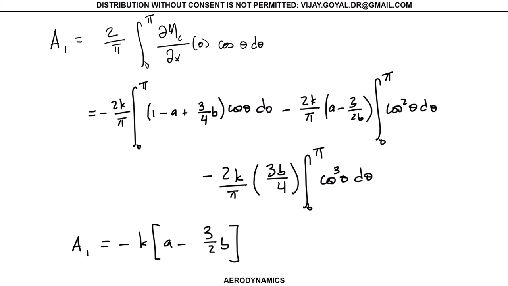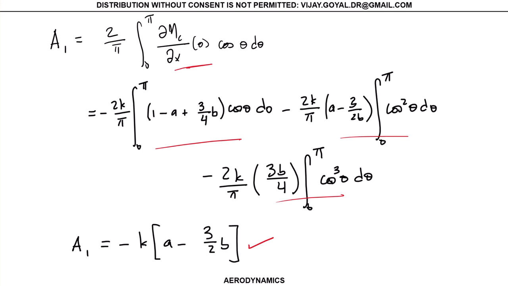Similarly, a1 is going to equal 2 over pi, the integral from 0 to pi of the partial of eta c with respect to x, times cosine of n theta, where instead of n you put 1, and you replace, and this is what you get. Again I got three expressions, because I have three terms that go inside here. After you do the integration and simplify, this is what you're left with.